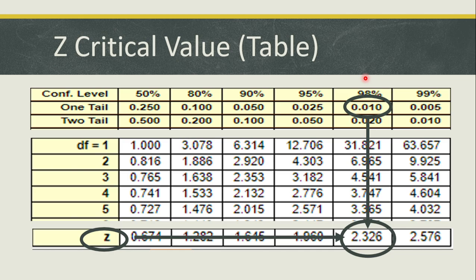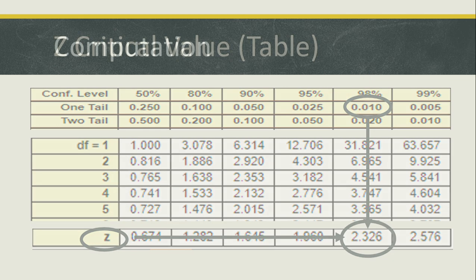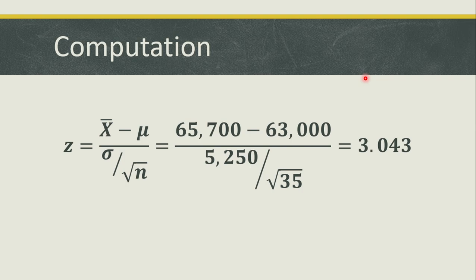Compute. Okay. So, magko-compute na tayo. So, gamit yung mga given na nakita natin kanina, substitute lang natin lahat. Okay? So, this will be the sample mean, 65,700 minus 63,000 over 5,250 divide square root ng 35. Okay? Substitute lang yung ginawa ko, ah. Now, try to solve kung pareho tayo ng answer na 3.043. Sir, bakit?